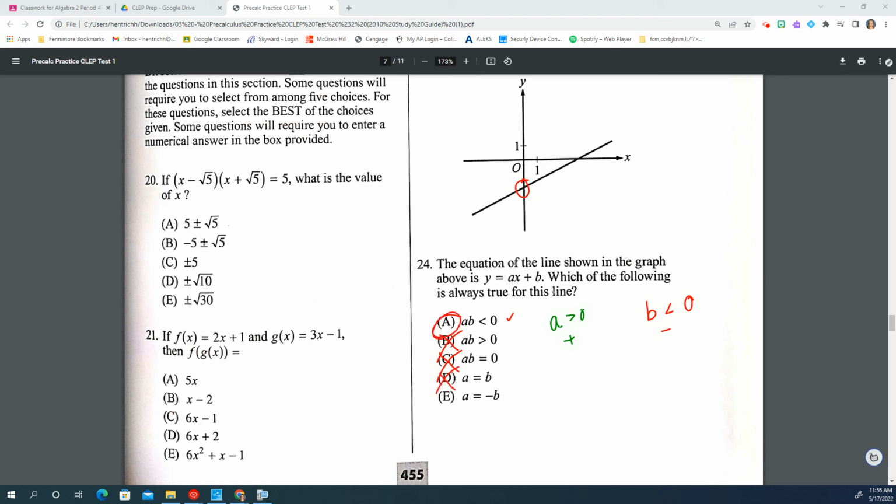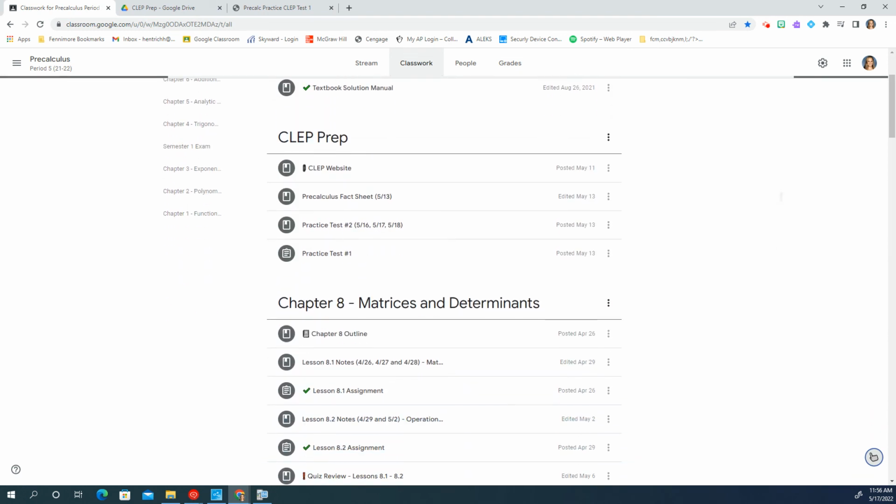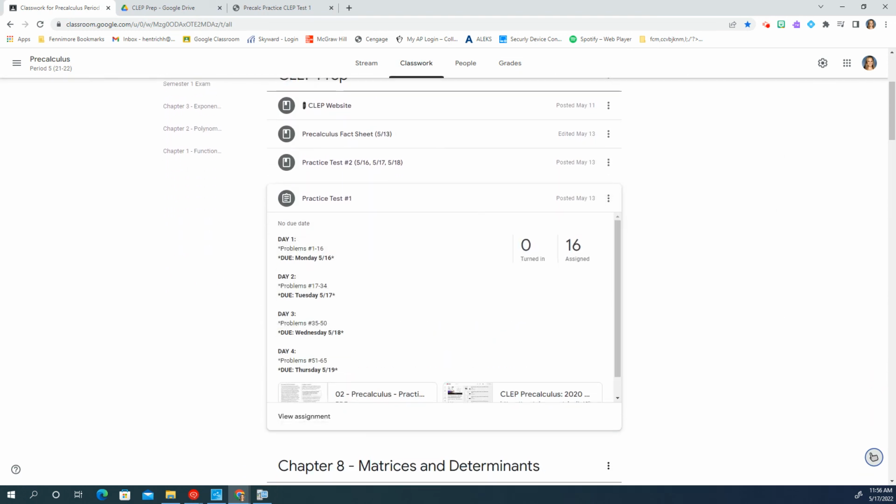What's our homework for tonight? 35 to 50? The rest of them. Yeah, just do the rest. 35 through 50. Yes. And then for Thursday, it's 55 to 65.